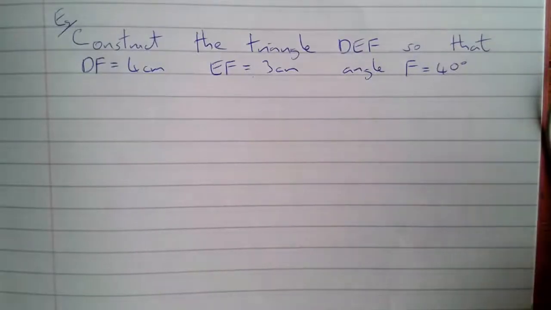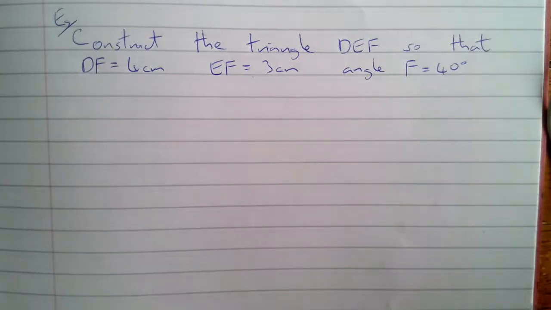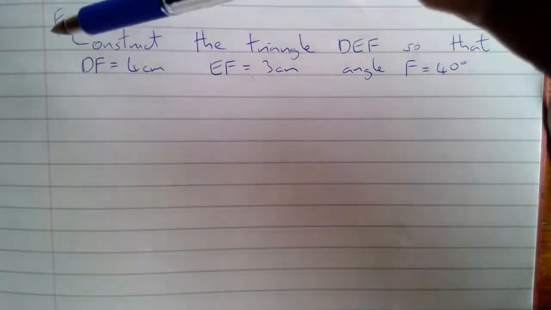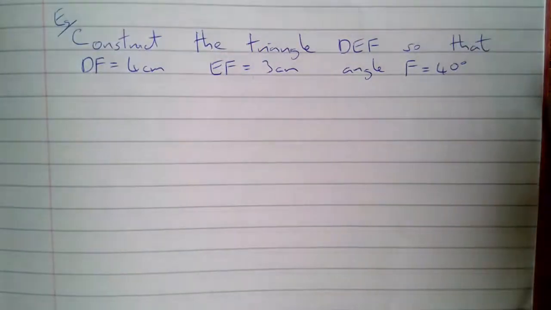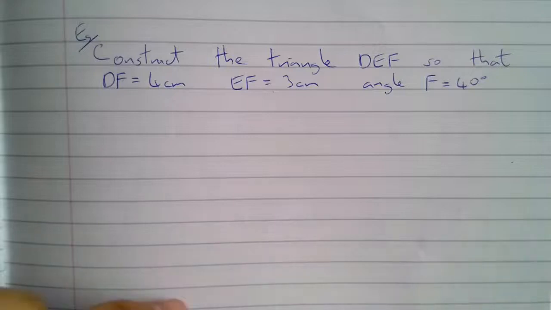So here's an example of how to do a side angle side triangle. It says construct the triangle DEF so that DF is 4, EF is 3, and angle F is 40 degrees. So it's important to think about how this is going to look in the first instance. So we know we've got D to F, we know we've got E to F, and we know the angle F is 40. So let's start constructing this.